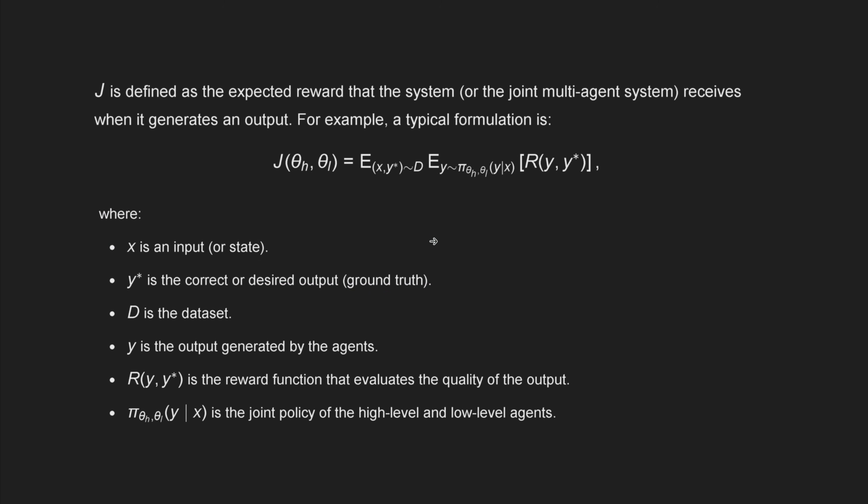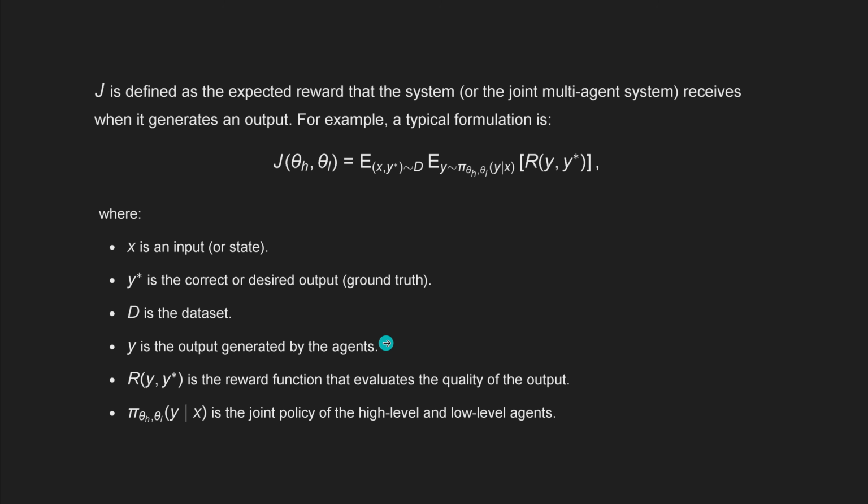Now J, if you code it, has a particular form. So let's have a little bit of a deep dive on J. J is defined as the expected reward that the system, or the joint multi-agent system, receives when it generates an output Y. For example, a typical formulation of J for two agents is this term. X stands for the input, or the input state. Y star is the correct, or the ground truth, or the desired output, whatever you like to call it. The pair X, Y star is sampled from the dataset D. D is our training dataset.